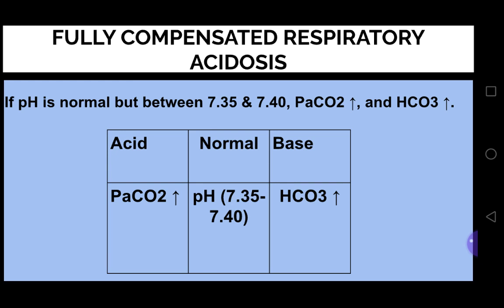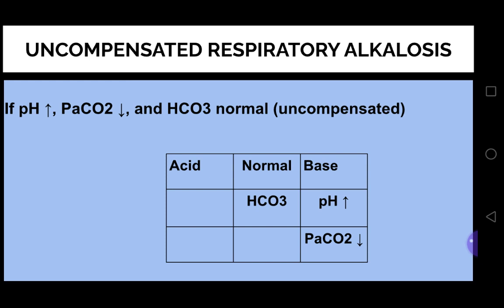Now let's move to respiratory alkalosis. When pH is increased but partial pressure of carbon dioxide is below normal, this is called respiratory alkalosis. And in this slide, this shows uncompensated respiratory alkalosis because bicarbonate level is normal. So it has not moved up or down to compensate for respiratory alkalosis.